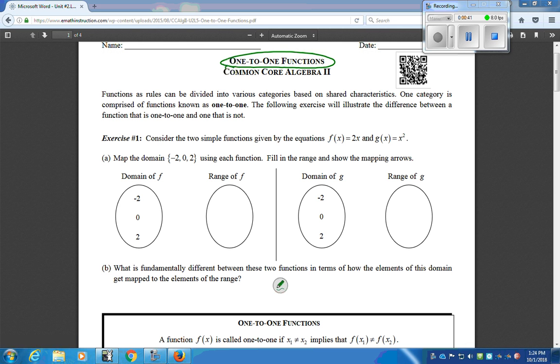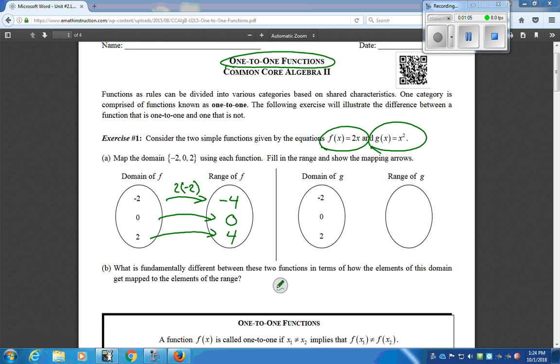And they have us doing a simple mapping for f of x and g of x. So again, for f of x, they want me to put in -2 into 2x. I'm just going to show you substitution. In this case, it'd be -4, 0. If I do 2 times 0, I'm going to get 0. And then 2 times 2 gives me +4.